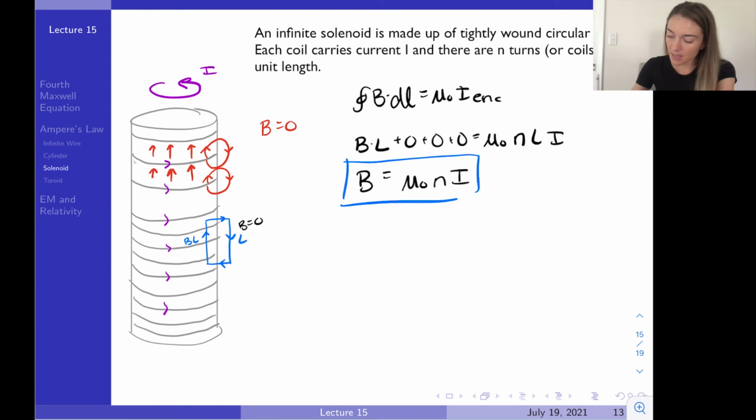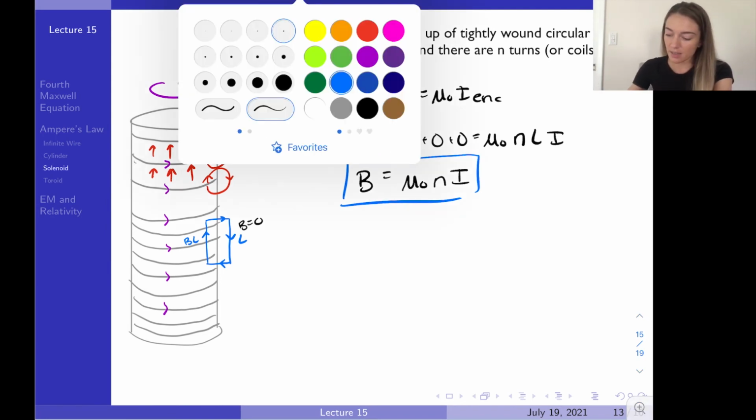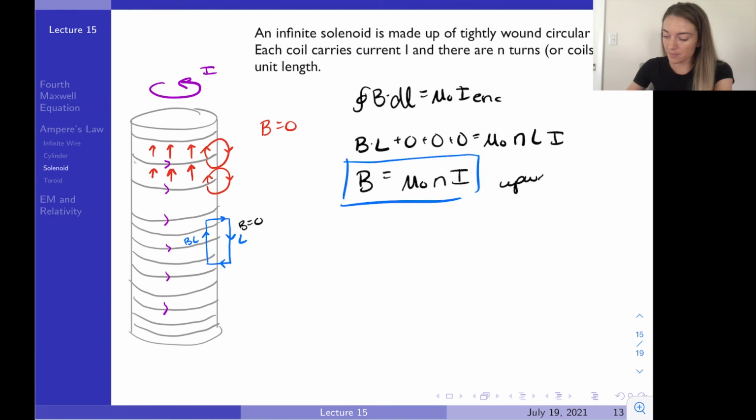The L's cancel, and this is all we're left with. And now the direction of this, as I wrote it here, is upward. The way you can figure that out is, well, I drew it here, first of all, so you could see how the magnetic field gives you an upward direction inside the solenoid. But you can also use the right-hand rule for solenoids.